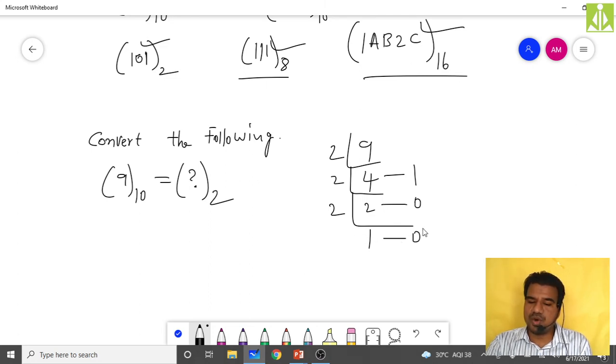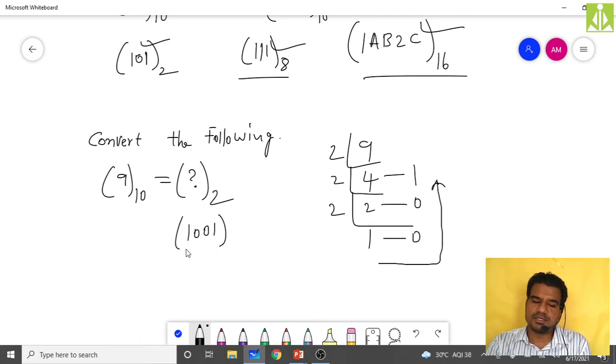Now when you have all the remainders, you go in this direction, as I am showing with the arrow mark, and write down all these digits. What are those digits? 1 0 0 1 to the base 2. So 9 in decimal is equivalent to 1001 to the base 2 in binary. In this way you have to perform the conversion, and in this way you have to write the number.